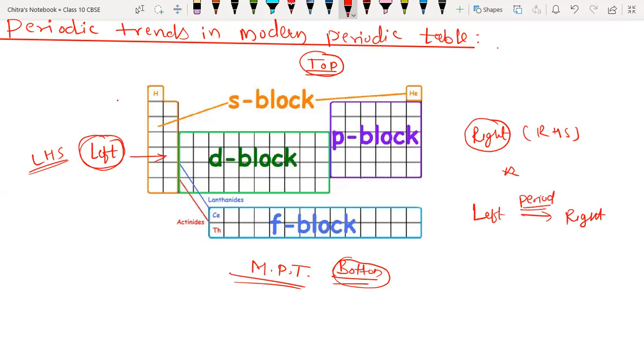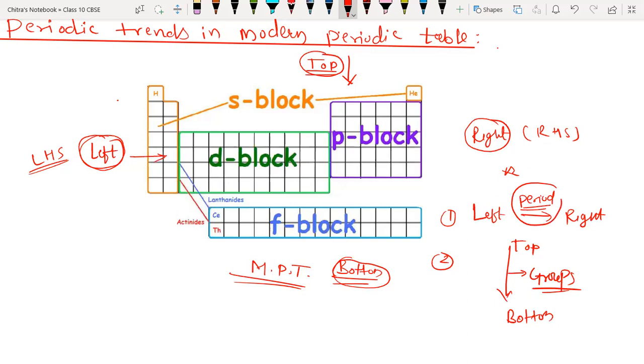Yes, sir. Okay, this is the first thing. And the second thing, if you are moving from top to bottom, so I'm writing here top to bottom, that means the group. So we have to check the changes taking place while moving left to right along a period and top to bottom along a group. Understood this?